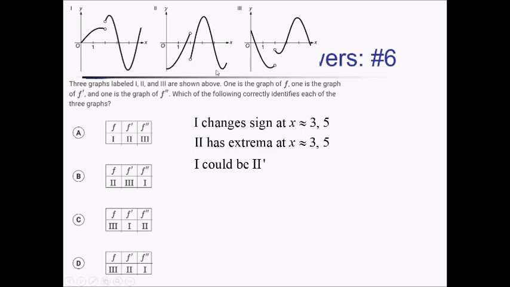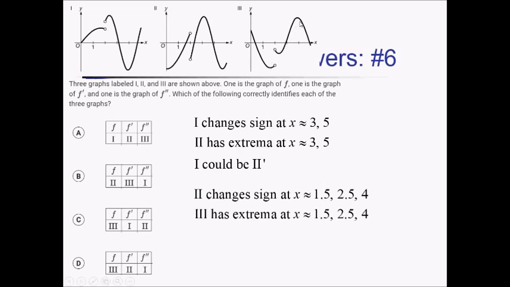Now, looking at the graph of 2, we have a sign change there at approximately 1.5, 2.5, and 4. And if you look at graph 3, we have extrema there at approximately 1.5, 2.5, and 4. So it's looking then that 2 could be 3 prime.